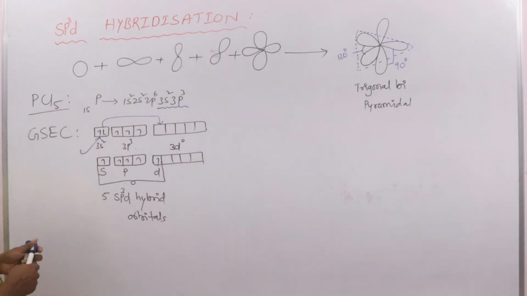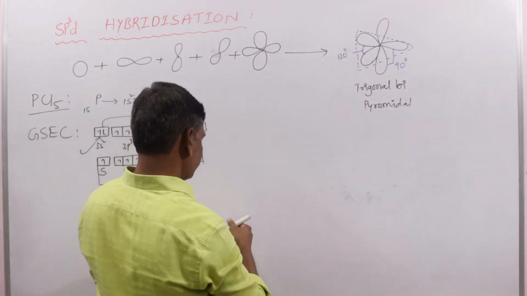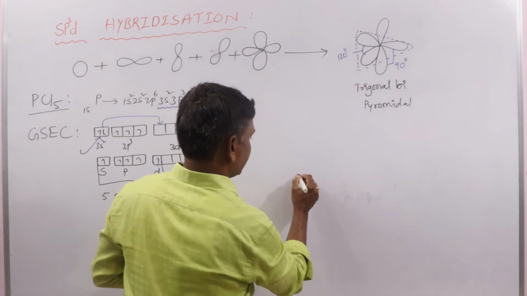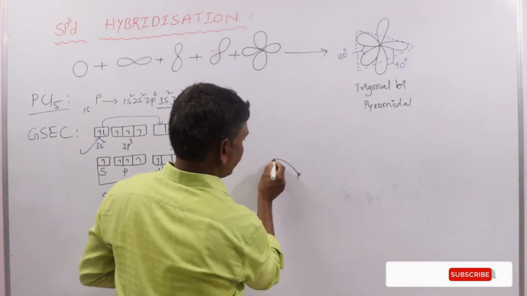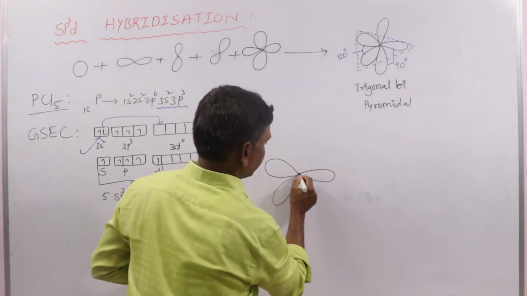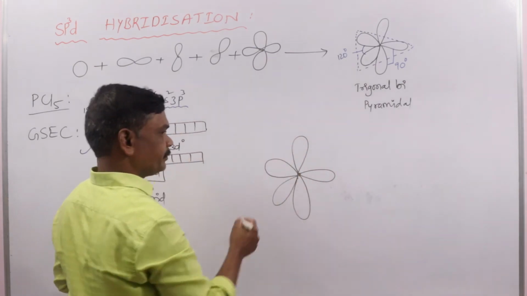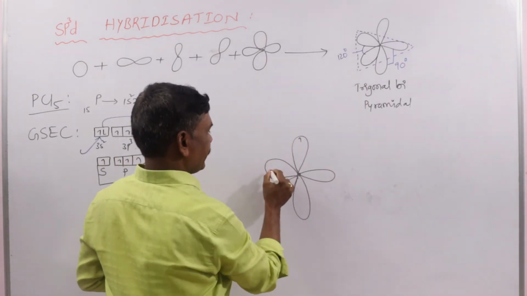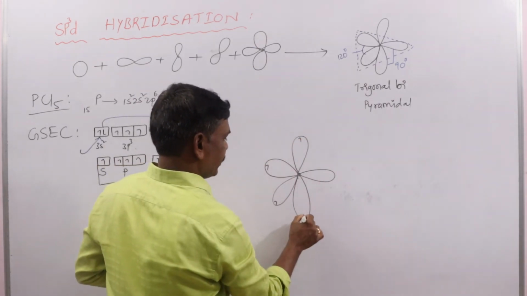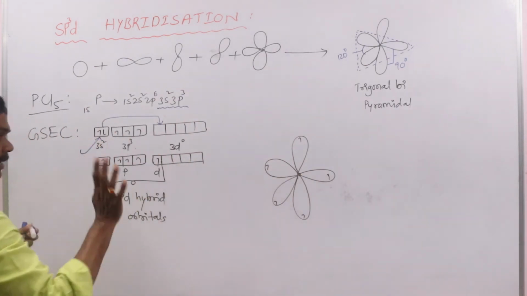So the second element is what? Now I am writing the hybrid orbitals here. This is phosphorus: first hybrid orbital, second hybrid orbital, third hybrid orbital, fourth and fifth hybrid orbital. Each orbital has one unpaired electron. So this is the hybrid orbitals part.